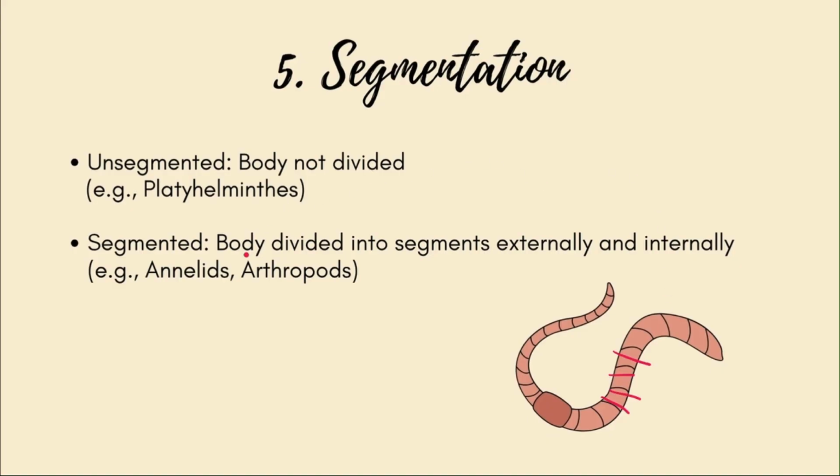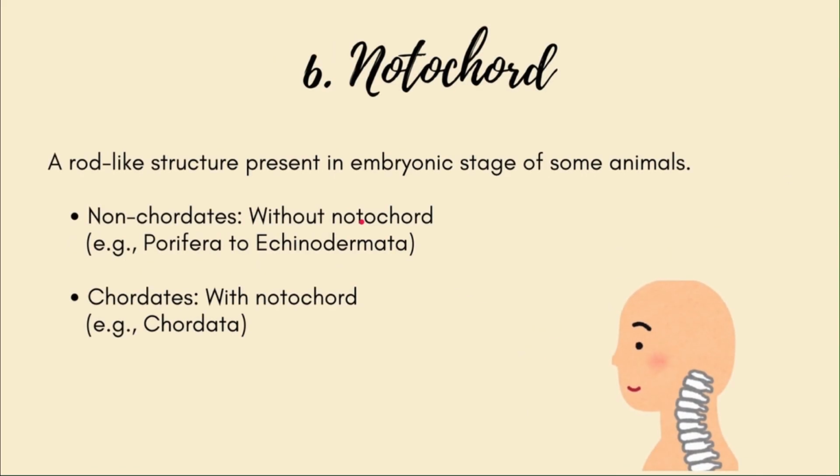Segmentation can be external, as seen on the body surface, or internal, affecting organs too. It allows better body movement and specialization of parts, which helps in locomotion and flexibility. The notochord is a rod like flexible structure present during embryonic development. It supports the body and later forms a vertebral column in higher animals. Animals without a notochord are called non-chordates, such as worms and insects, while those with a notochord are chordates, including fish, reptiles, birds, and mammals.